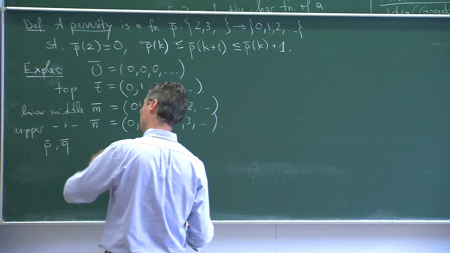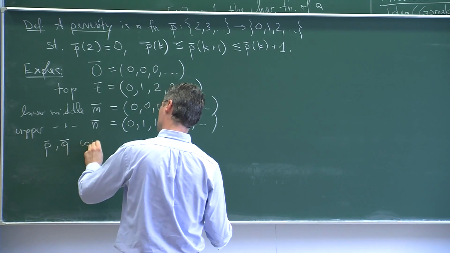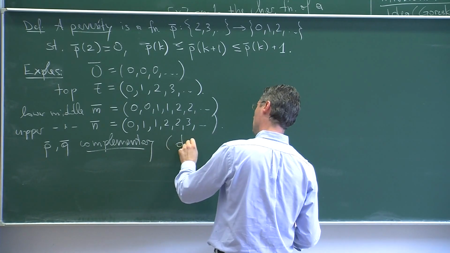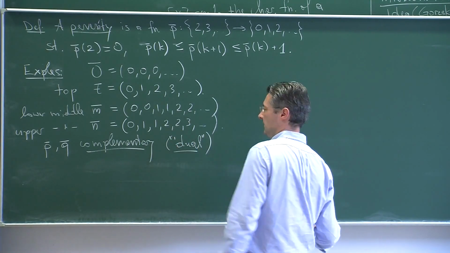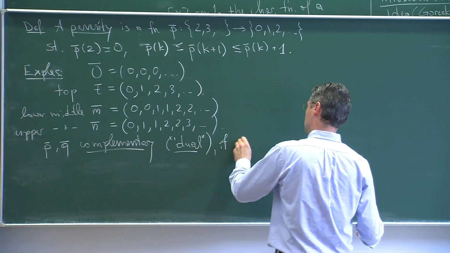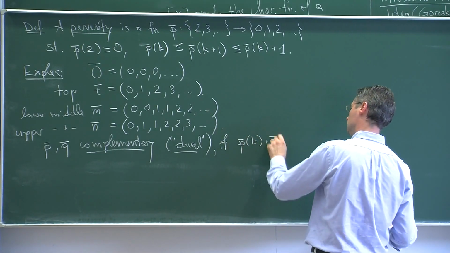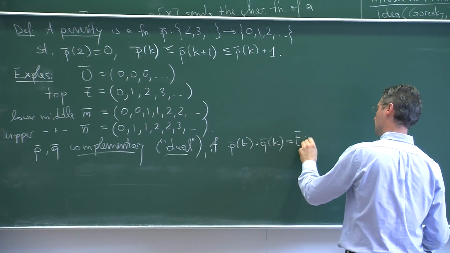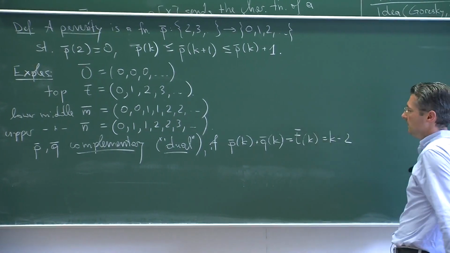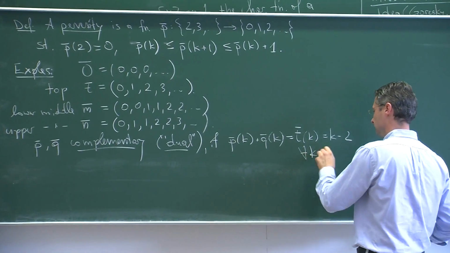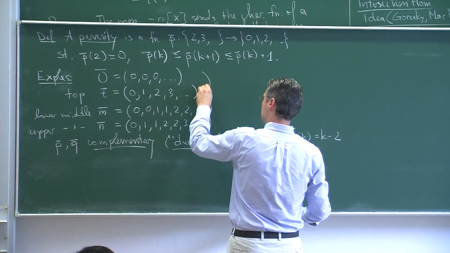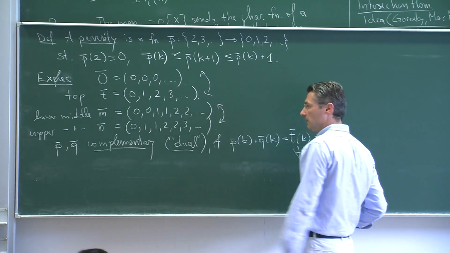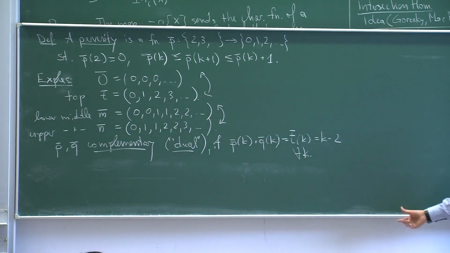Also, we have the following terminology. P and Q are complementary, or sometimes also called dual, if p(k) plus q(k) is the top perversity, so k minus 2, for all k. So you can see that, for example, the zero perversity is dual to the top perversity, and you can also see that the lower middle and the upper middle are dual or complementary to each other.